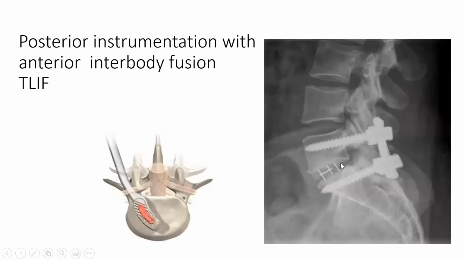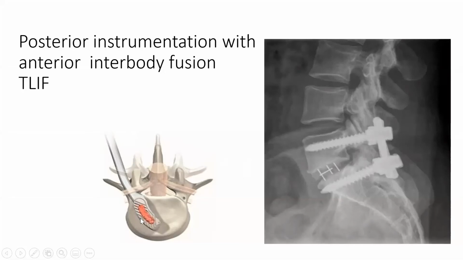So I may want to get bone in between the bodies, so-called interbody fusion. How do I get to the body? Well, I can go from behind. So from behind, it's called the so-called T-lift, transforaminal interbody fusion. So from behind, I come down in the axilla of the nerve root, and I can take this entire disc out with tools, and then I stick a cage in.